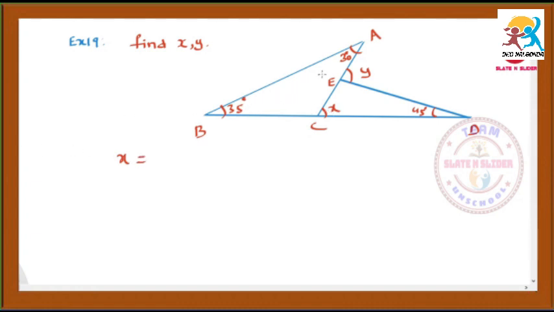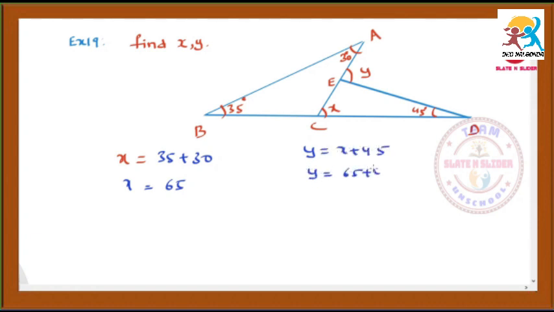And after that substitute 65 here. Then this y, angle AED is equal to y degrees. This y is equal to sum of opposite interior angles. So we can write y is equal to x plus 45. So y is equal to 65 plus 45. Y is equal to 110 degrees. Like this you have to find.